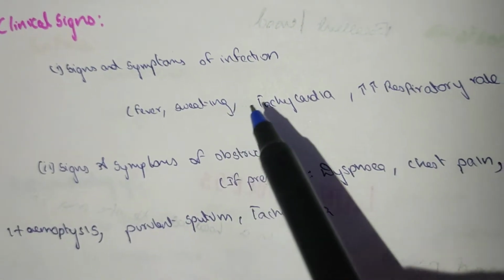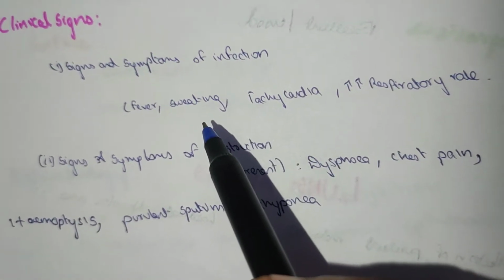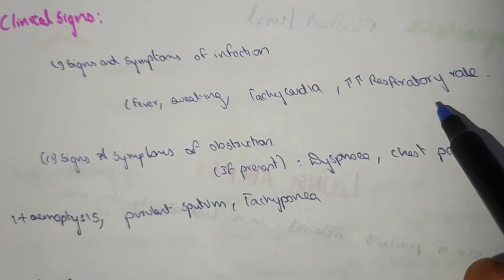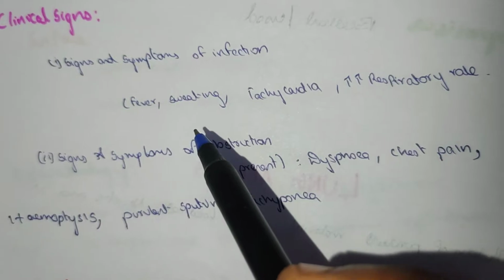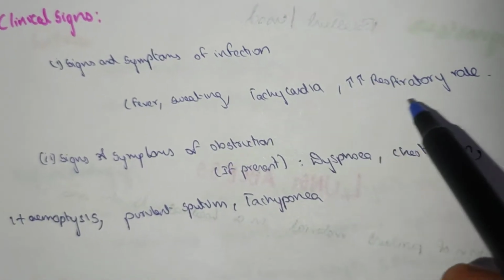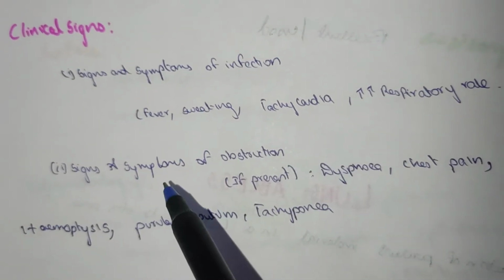Now we will see about the clinical signs. The signs and symptoms of the infection: there will be fever, sweating, tachycardia and increase in respiratory rate. The patient gets fever and sweating, tachycardia, that is increase in heart rate, as well as increase in respiratory rate.